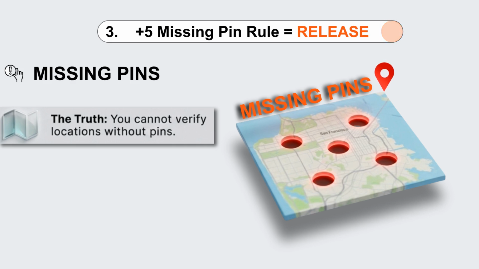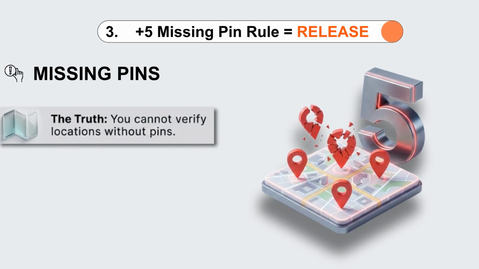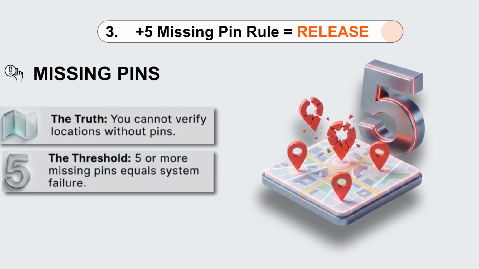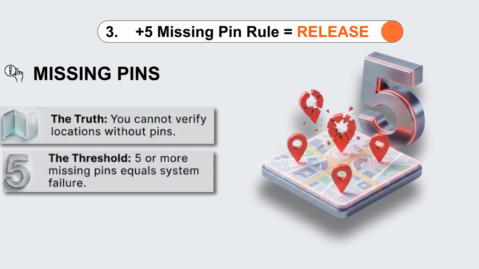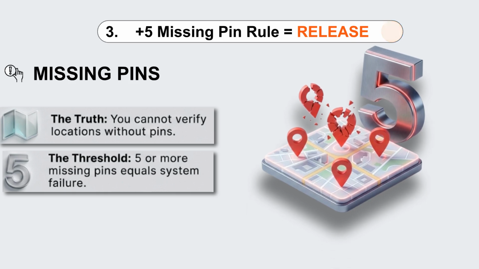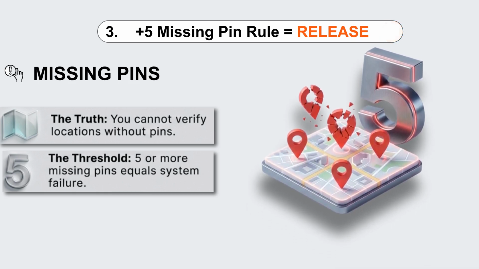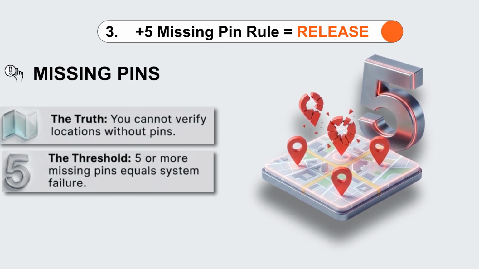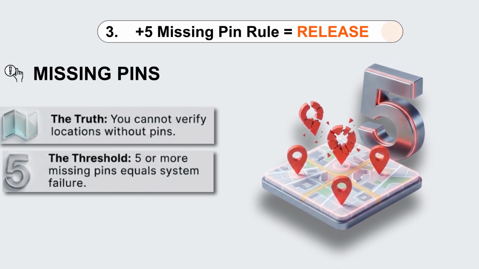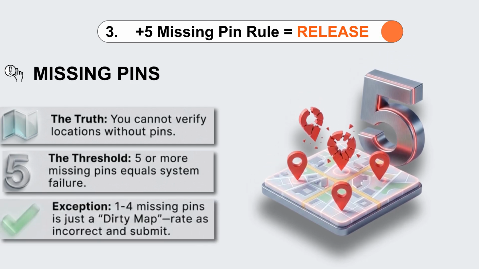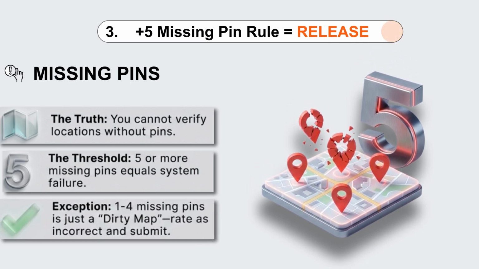But how many missing address pins are too many? Here is the professional threshold. That is number 5. If 5 or more pins are missing in a single task, the system has a problem. This is a technical glitch. Release it for technical issue. But let's be precise, if only 1 to 4 pins are missing, you rate them as wrong.